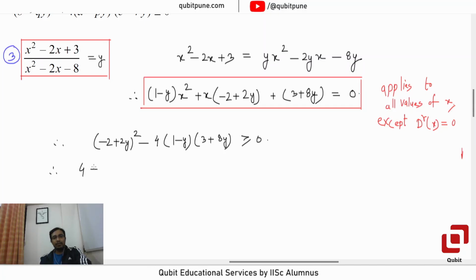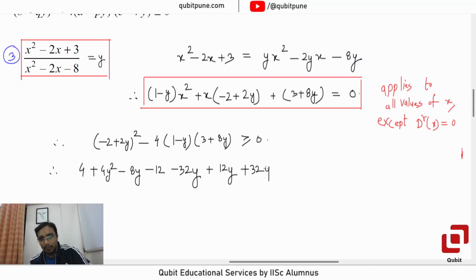4 plus 4y squared minus 8y. Now look, 1 into 3 is 3, accompanied by negative 4, so negative 12. 1 into 8y is 8y, times negative 4, so negative 32y. Negative y into 3 is negative 3y, into negative 4 is plus 12y. Then negative y into 8y is negative 8y squared, into negative 4 is plus 32y squared, greater than or equal to 0.